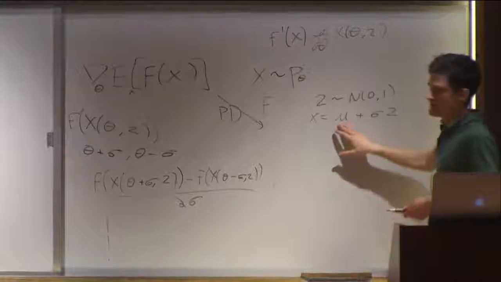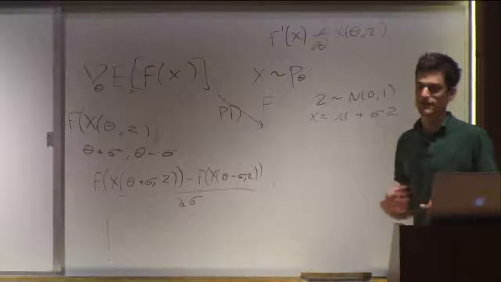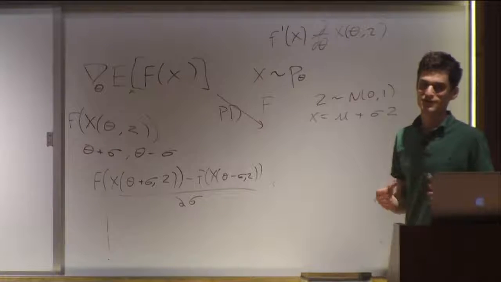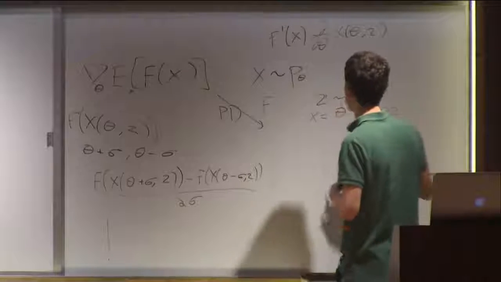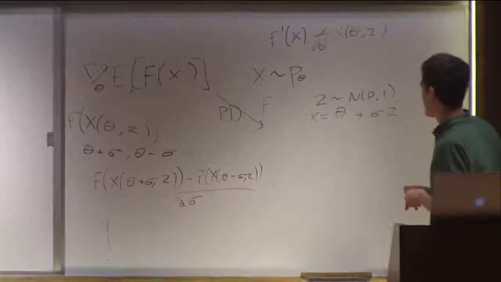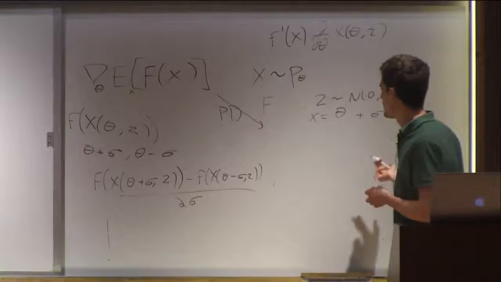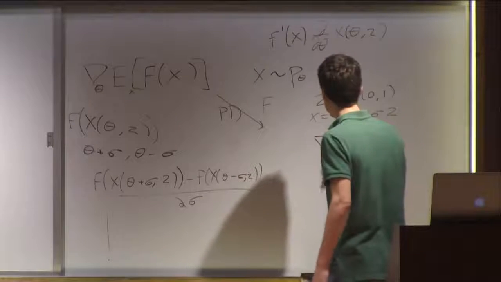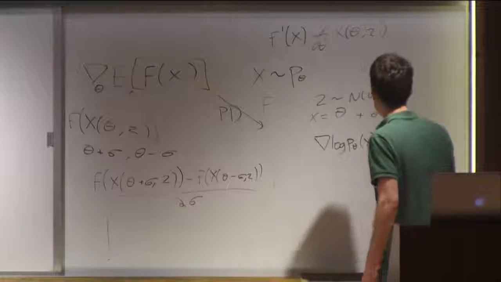But for now, let's say that we're parameterizing the mean of this distribution, and we're not trying to learn the standard deviation. We're just trying to learn the mean. So our mean is going to be theta. And now let's just look at what the score function estimator tells us. So the score function estimator is just grad log probability of x times f of x.